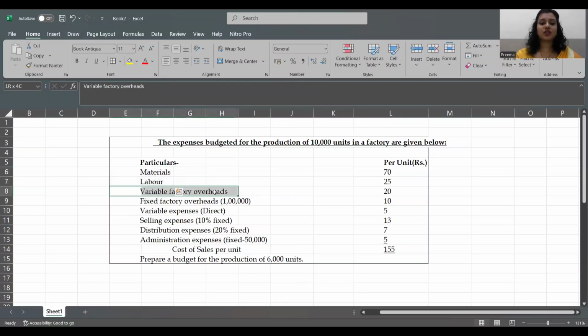Next, they've clearly mentioned factory overheads is a variable factory overheads cost. And we also have fixed factory overheads cost. In brackets, they've given us the amount which remains the same. Next is direct variable expenses. They've clearly mentioned it's a direct cost. Then we have selling expense, wherein in brackets they've mentioned 10% is fixed. That means the remaining 90% becomes variable. Therefore, we can say that this is a semi-variable expense.